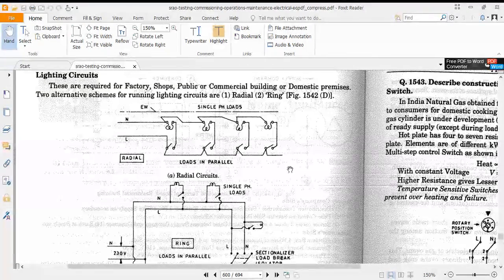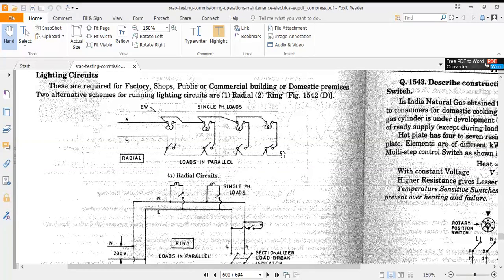Then we have lighting loads. Look at the circuits. This lighting circuit is definitely required for domestic premises, but also for commercial buildings, public places, shops, and factories. This is the lighting load. We are not talking about industrial load. It's a low voltage we are talking about. Here, generally, we take a line and neutral, and can you see the connection?